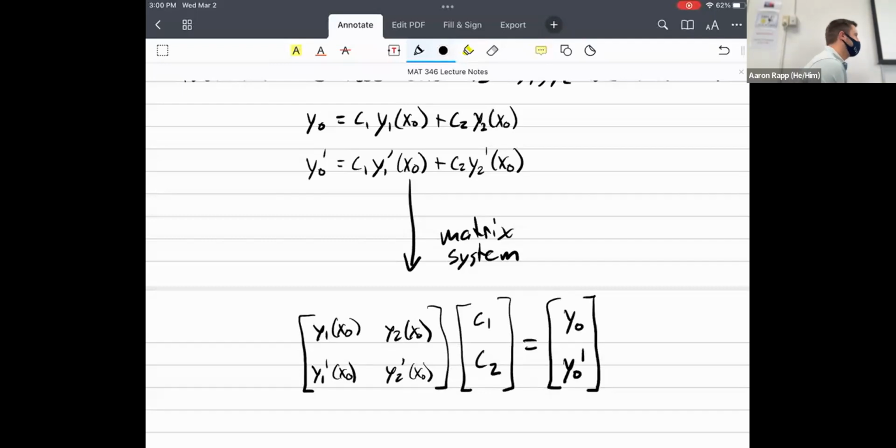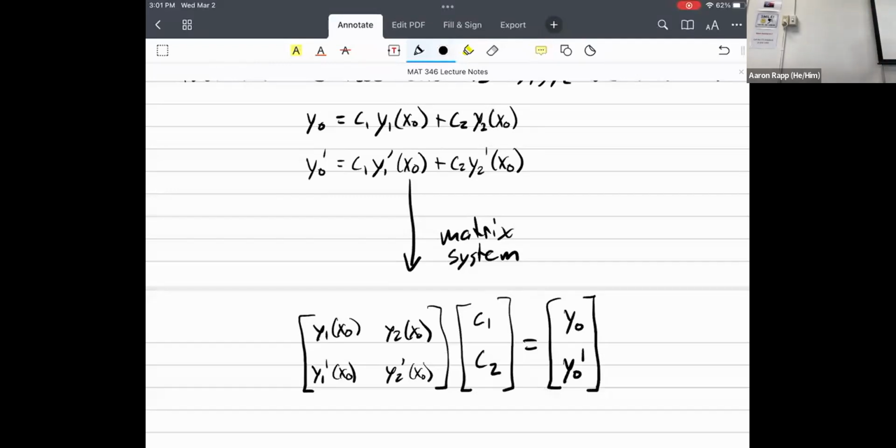So I can take that system of equations and turn it into a matrix. This would create the same equations, because if I do this matrix multiplication, first row times first column, why not, Y1 times C1, Y2 times C2? And that should be equal to the very first entry, Y naught. Similarly for the derivatives, Y1 prime times C1, Y2 prime times C2 equals what my derivative needs to be equal to.